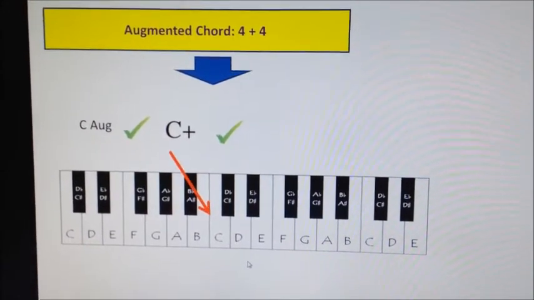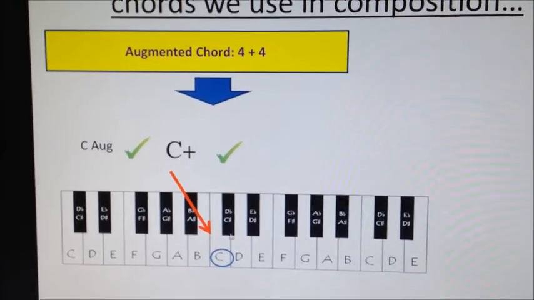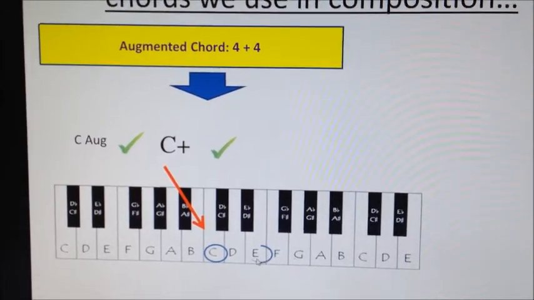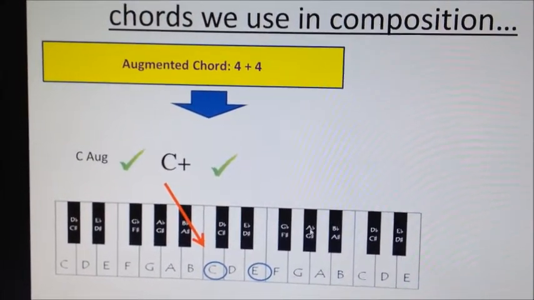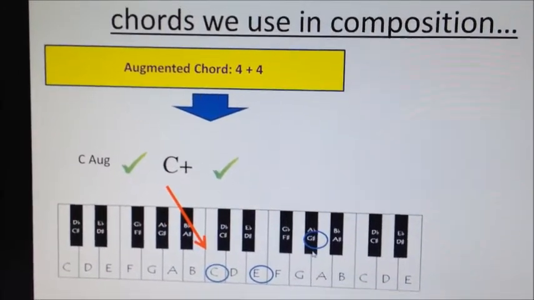Let's have a look at how it works. So, don't include the first note. 1, 2, 3, 4. We should have an E. We do have an E. 1, 2, 3, 4. We should have a G sharp, and we do. So 4 plus 4 is your augmented chords.